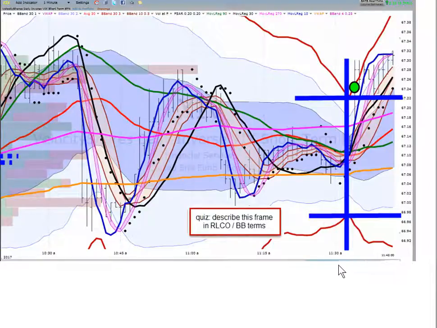So in the middle of the day at about 11:30, we observed this frame, and I've drawn in the blue lines and a green dot, and this is our quiz. So this is where you would stop the tape, and I'd invite you to use the RLCO framework and the Bollinger Band framework in our framing language to mark up this chart and to see what you can see. So if you want to do that, go ahead and stop the tape now and work it out. And then I'm going to reveal the solution we came up with.